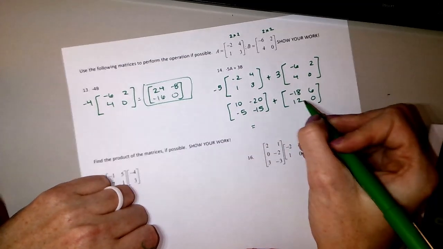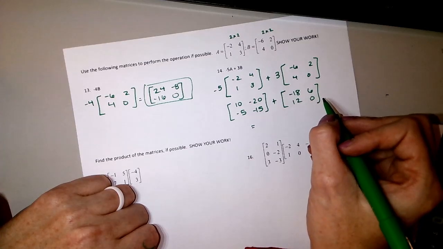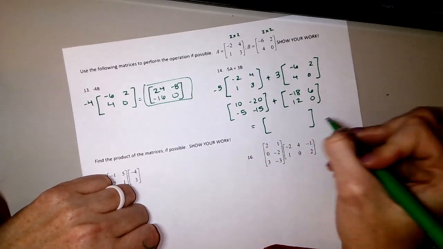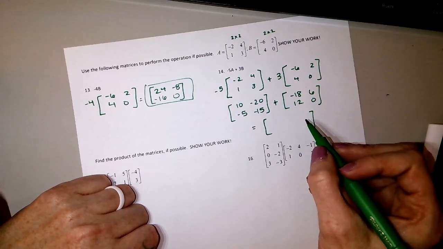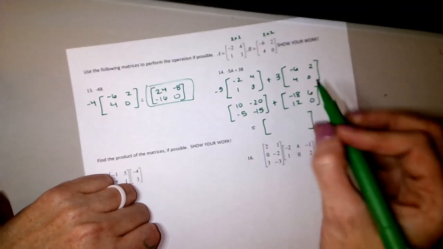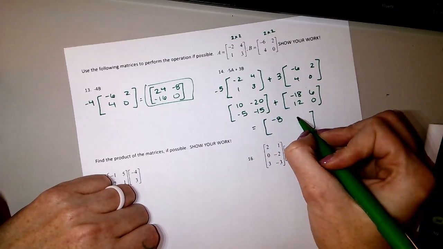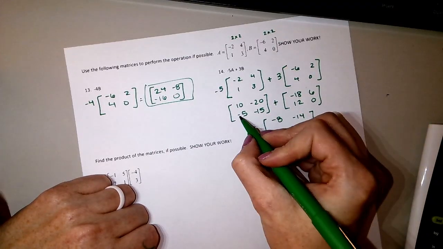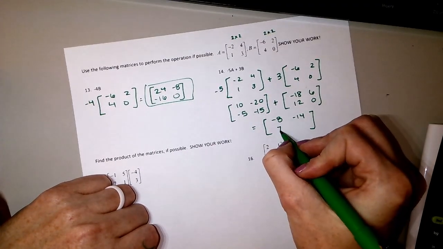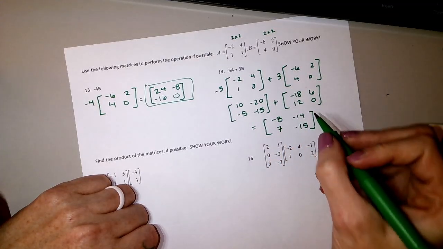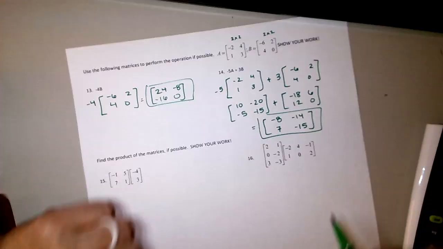Now we can add matrices. You can only add matrices if they have the same dimensions. These are both 2 by 2s, so we're good to go. When I add matrices, I add the corresponding elements. So 10 plus negative 18 is going to be negative 8. Negative 20 plus 6 is negative 14. Negative 5 plus 12 is 7. Negative 15 plus 0 is negative 15. And so that is my final answer for that one.